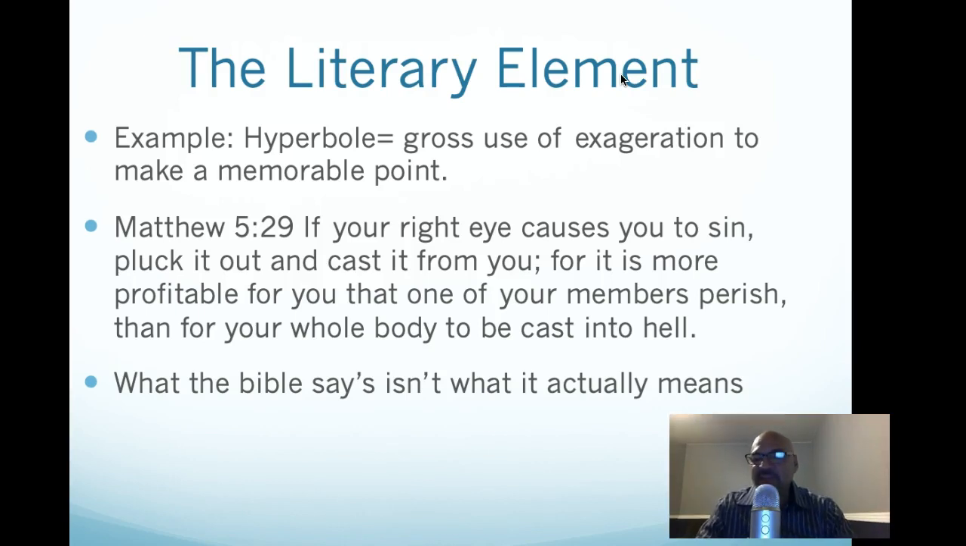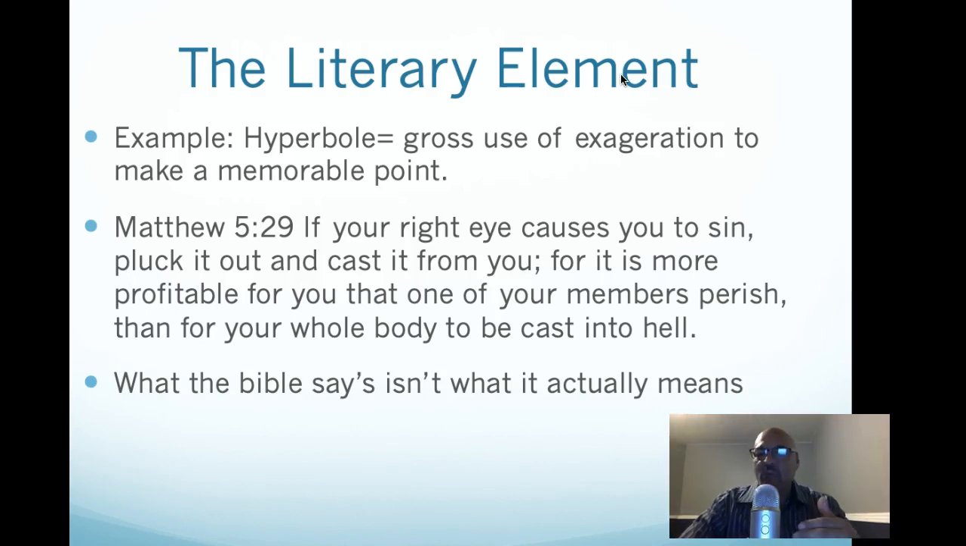And so Jesus was, can you imagine the disciples saying, what? We're going to have to pluck out our eyes. We're going to have to cut off our hands. Who can make it in? But he was throwing a high thought out there, causing them to think. What the Bible says isn't actually what it means all the time.